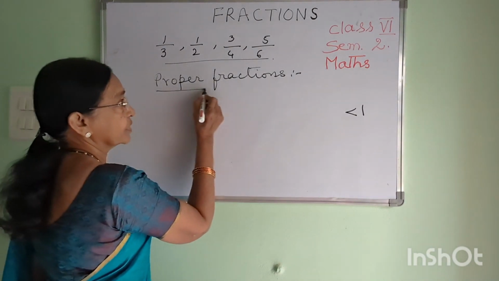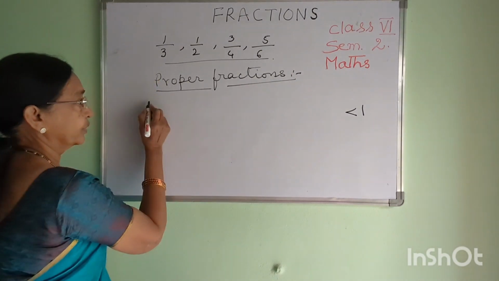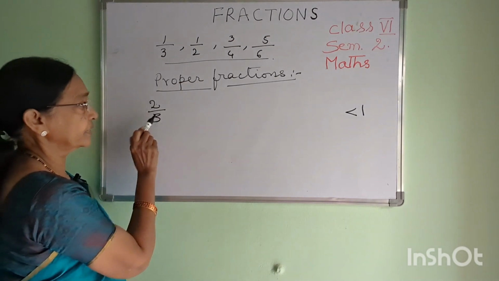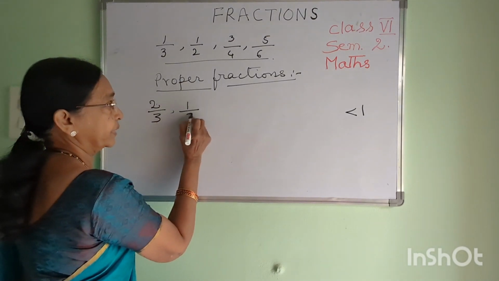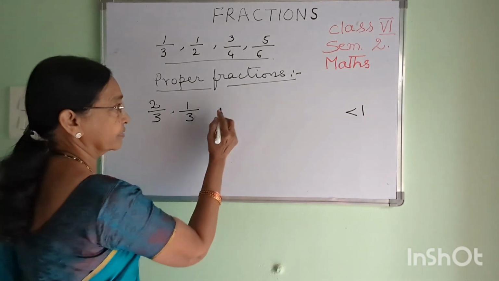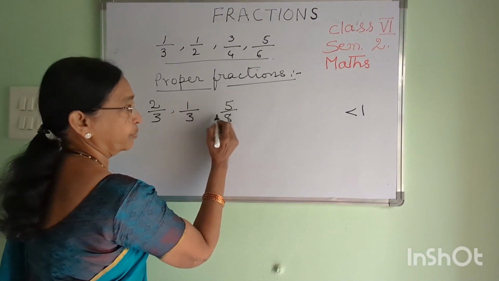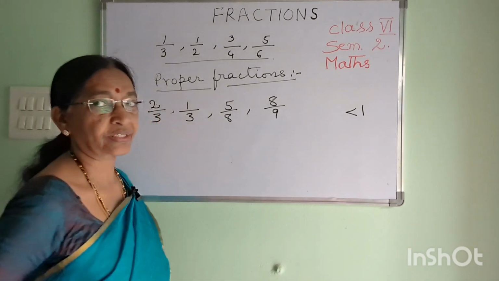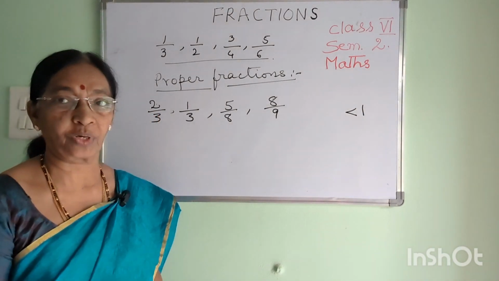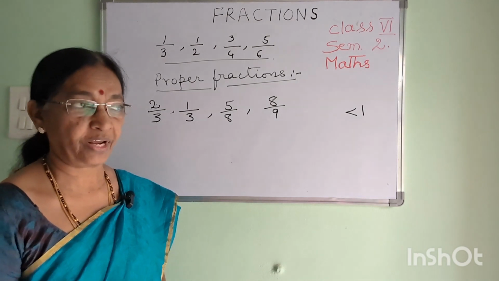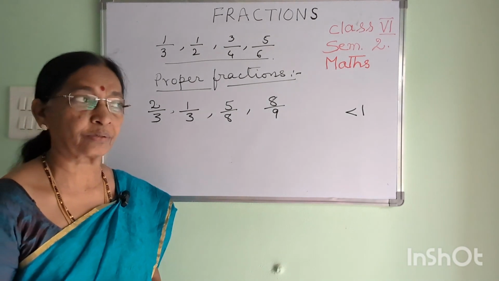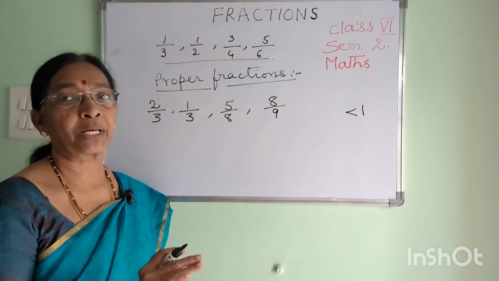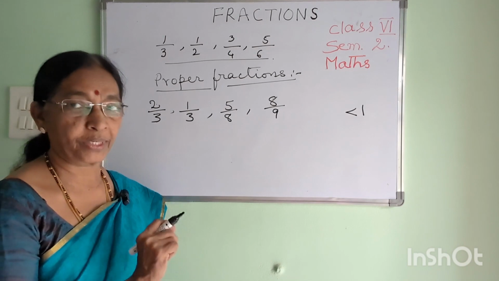So I will give some more examples. 2/3 proper fraction. Numerator is less than denominator. 1/3 proper fraction. 5/8 proper fraction. Next 8/9 proper fraction. సో న్యూమరేటర్ తక్కువగా డినామినేటర్ ఎక్కువగా ఉండే ఫ్రాక్షన్స్ని ప్రాపర్ ఫ్రాక్షన్స్ అంటారు. ఇవన్నీ కూడా ఒకటి కంటే తక్కువ విలువను కలిగి ఉంటాయి. నంబర్ లైన్ మీద 0కు 1కు మధ్యలో ఉంటాయి.